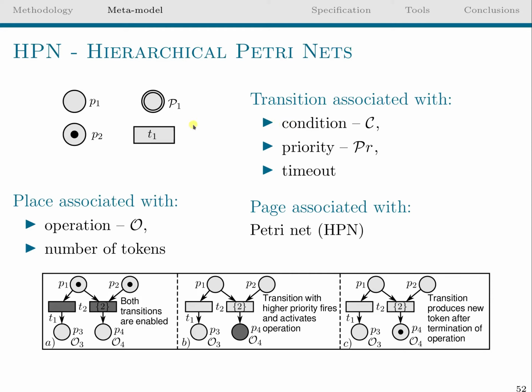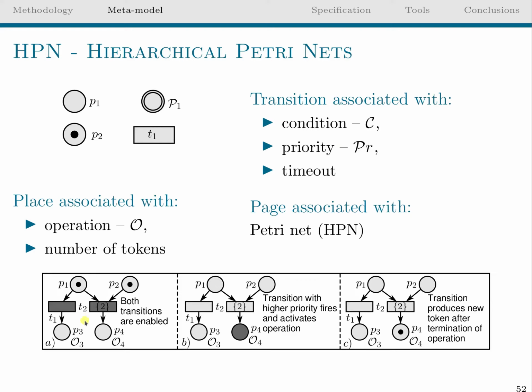And now I would like to give a short introduction to the hierarchical Petri net that I introduced within the research in my PhD. So instead of only places and transitions, we additionally have pages, with double circles. With places, we associate operations and tokens. With transitions, we associate conditions, priorities and timeouts. And with pages, we associate other Petri nets.